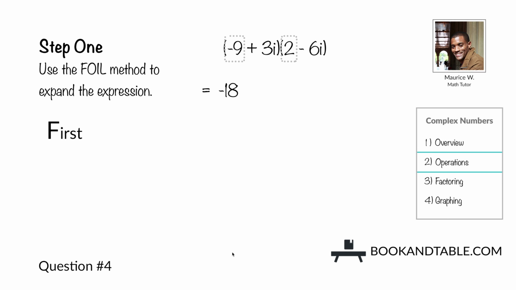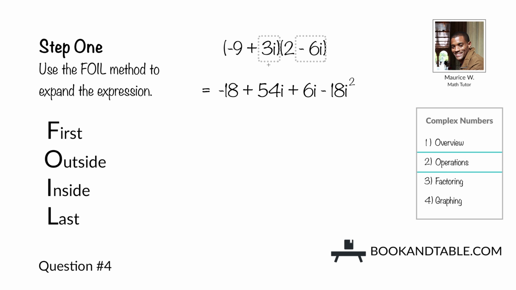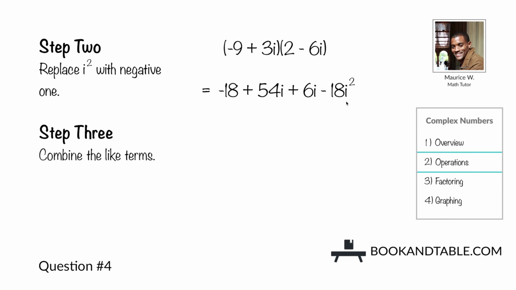In question number 4, we were asked to find the product of negative 9 plus 3i times 2 minus 6i. So the first step, we'll use the FOIL method to expand the expression. So negative 9 times 2 gives us negative 18. Negative 9 times negative 6i gives us positive 54i. Positive 3i times 2 gives us positive 6i. And positive 3i times negative 6i gives us negative 18i squared.